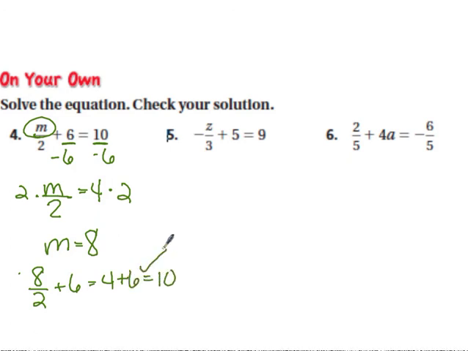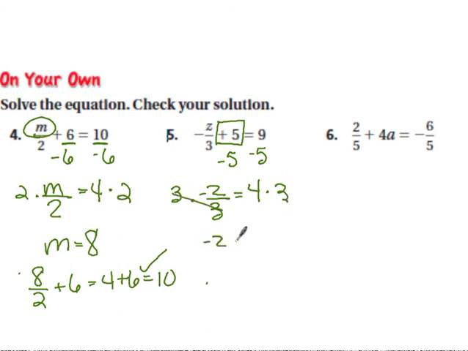Okay? Number 5, -z divided by 3 plus 5 equals 9. First thing we got to do is move this plus 5, and to do that, we're going to subtract from both sides. And 9 minus 5 is 4. That was one step. Now here's the last step. We have a one-step equation, z divided by 3. To undo division, we must multiply.